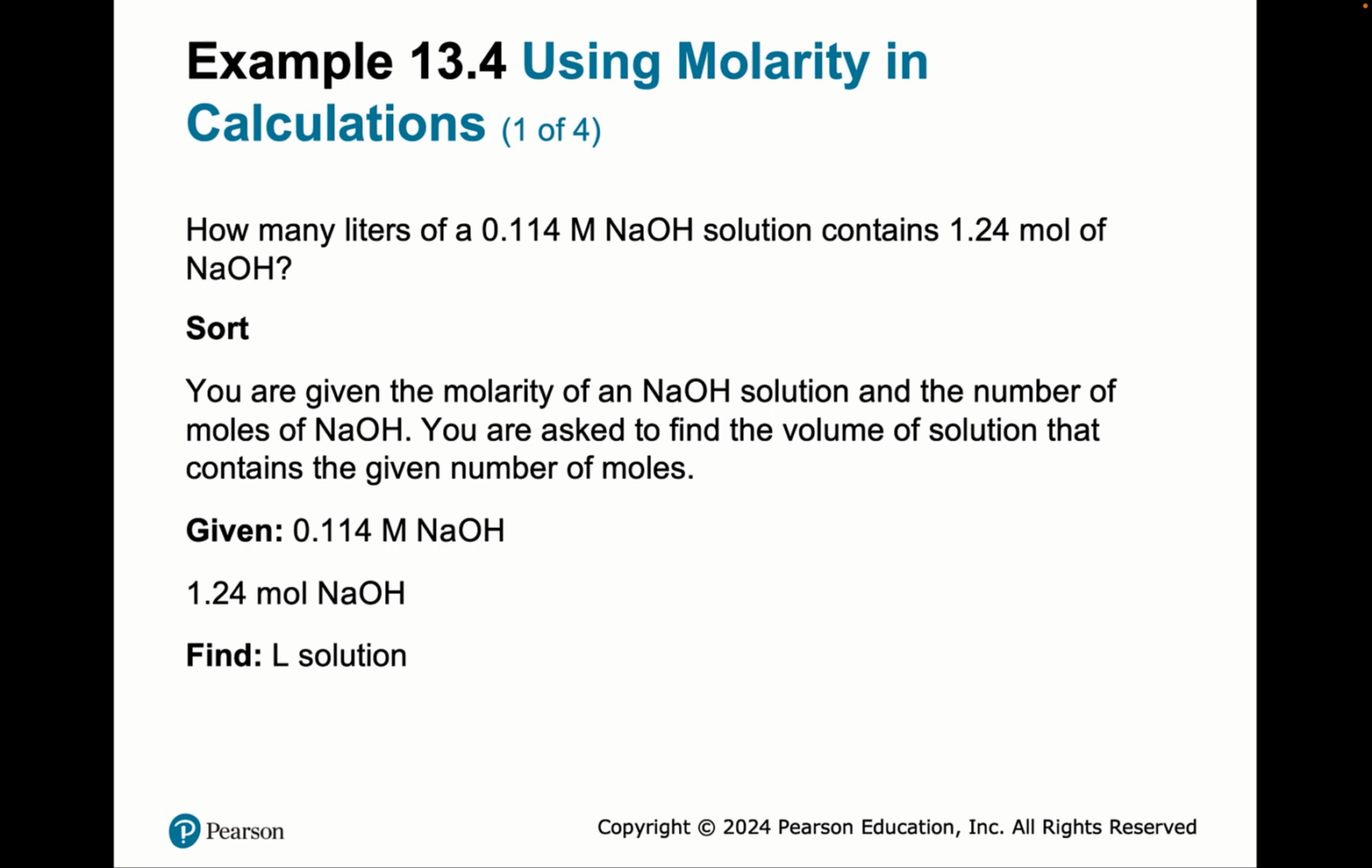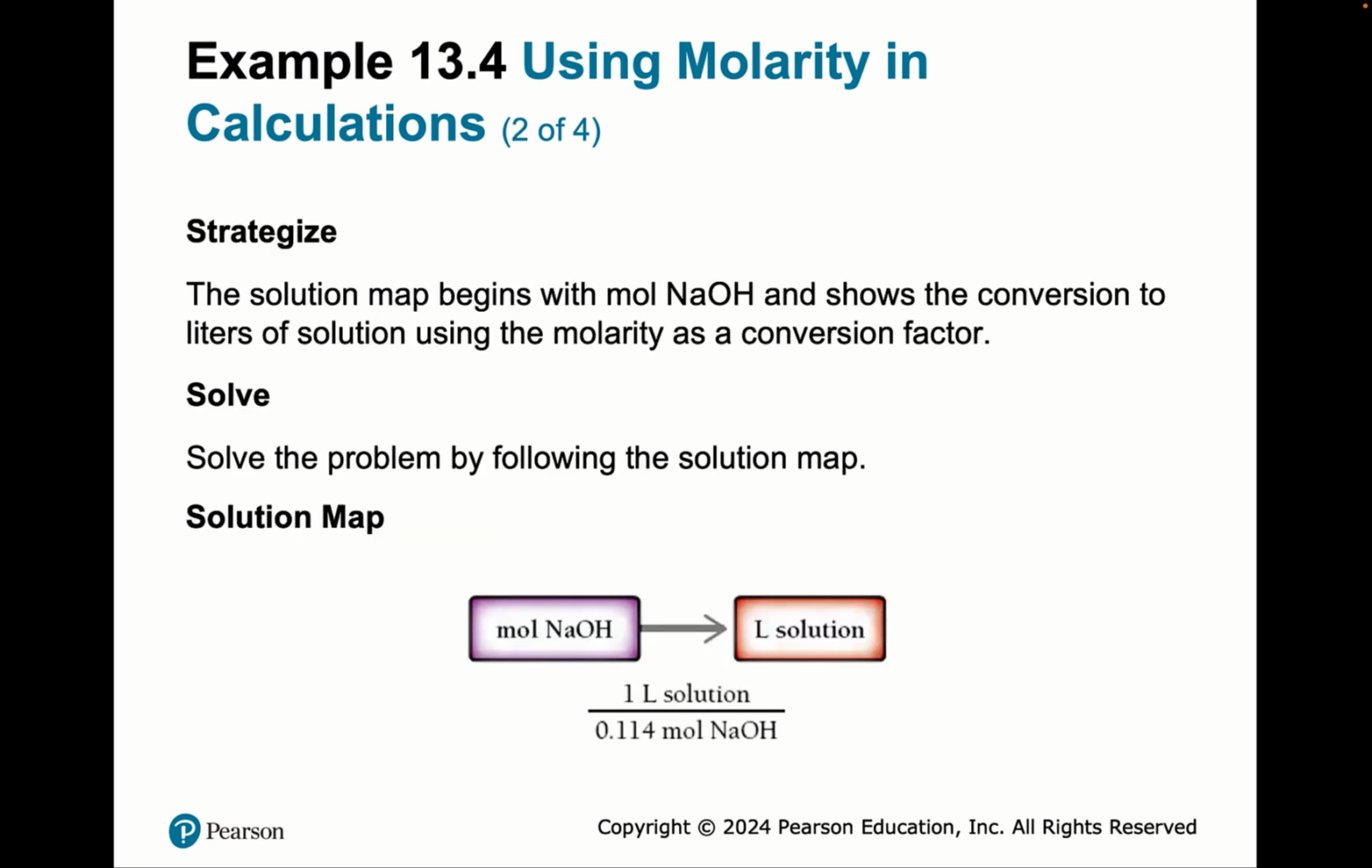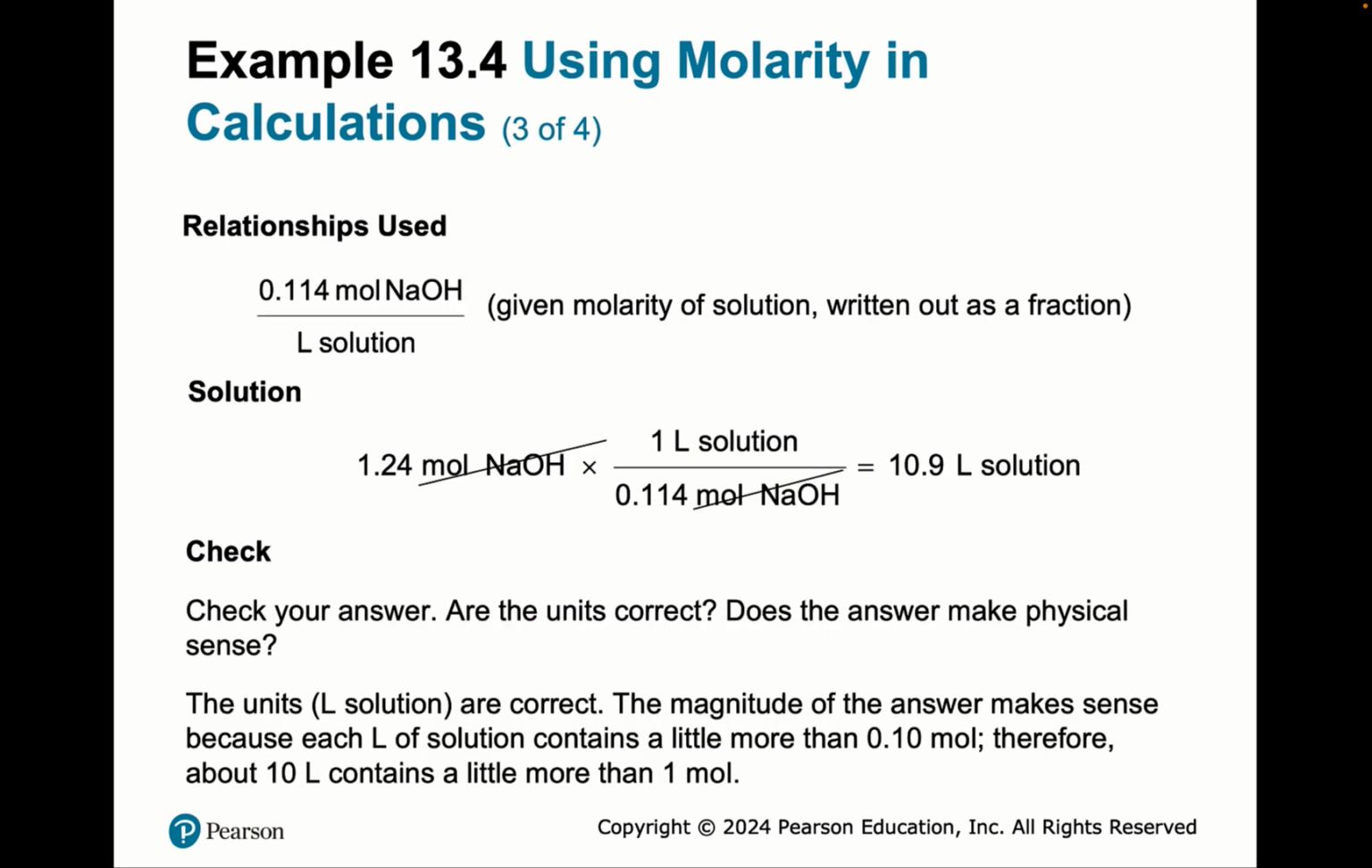So let's use the molarity in some calculations. How many liters of 0.114 molar sodium hydroxide contains 1.24 moles of sodium hydroxide? So we're going to have to use the units on this. The idea is that we start with the amount, and then we're going to go to the liters, and we're given the concentration. So start off with the amount that we need, 1.24 moles of sodium hydroxide. Divide by the concentration, moles per liter, and we get 10.9 liters of solution. So you can see, again, dimensional analysis, when you look at this, you want to make sure the units cancel when you get the unit that you want at the end.